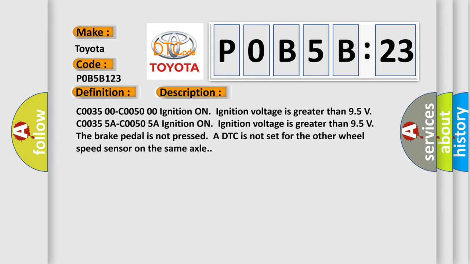C0035005000 ignition on, ignition voltage is greater than 95 volts. C0355A C0055A ignition on, ignition voltage is greater than 95 volts. The brake pedal is not pressed. A DTC is not set for the other wheel speed sensor on the same axle.